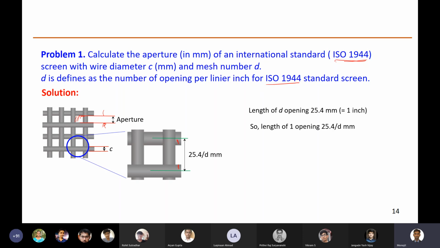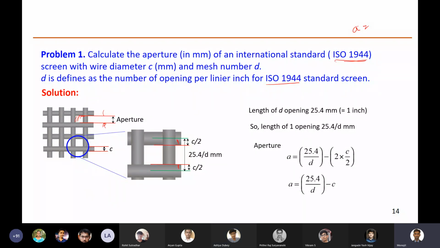Now how can we get the aperture from this 25.4 by D length? We have to take away this half of C from both sides. That is basically we have to take away C from the 25.4 by D. So what would be the aperture there? If I say the aperture is A, what would be A? 25.4 by D minus C. Yes, 25.4 by D minus C, right? 25.4 by D minus twice into C by 2, that is C by 2 on both sides.